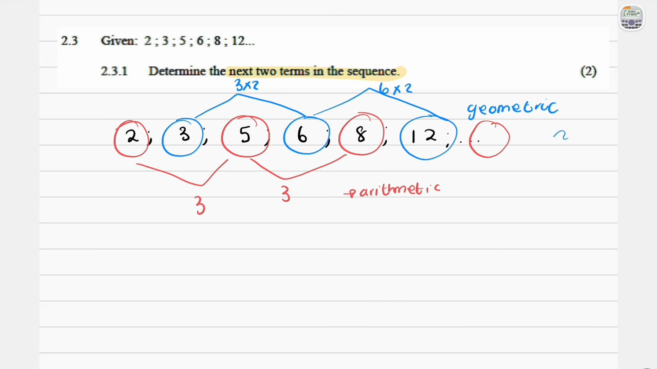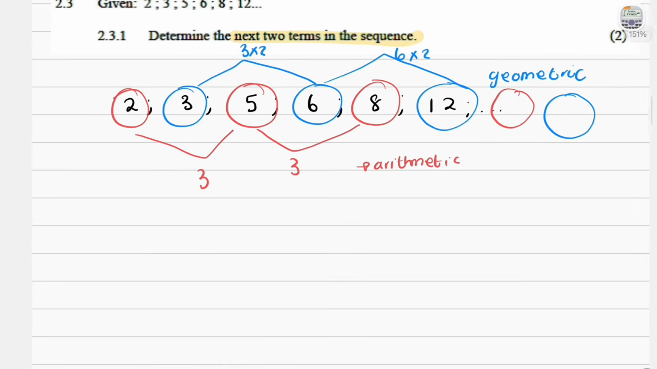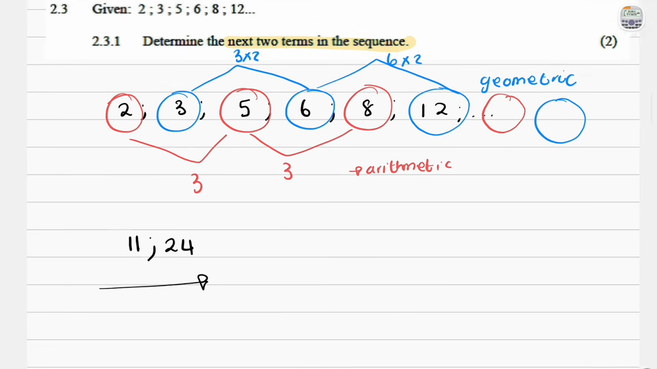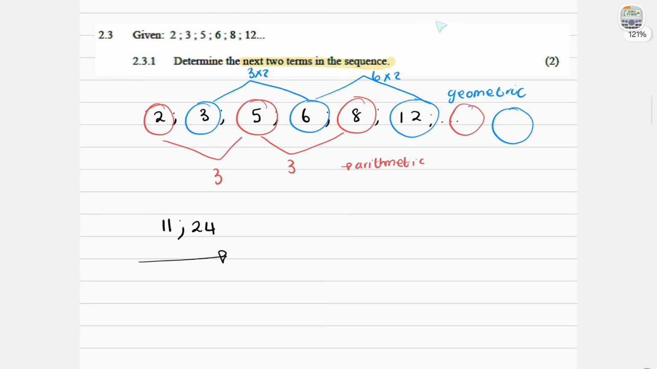And then the next term would be geometric. Okay, so we can simply find the next two terms. This red one is going to be, because we keep adding 3, 8 plus 3 equals 11. So the next term is 11. And then in the geometric, we have 12. We keep multiplying by 2. So multiply by 2 is 24. And that is our answer. Moving on to the next question.